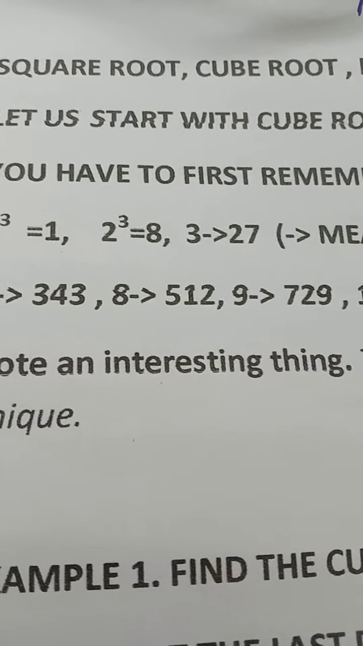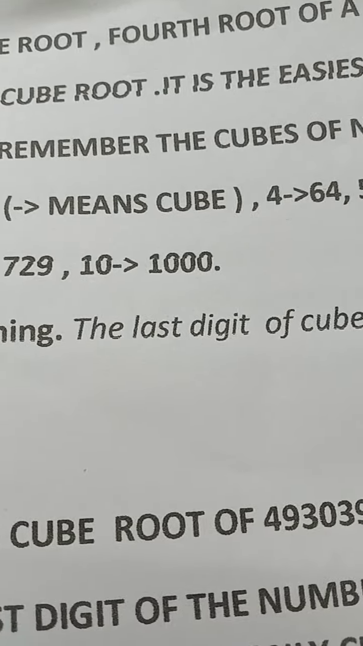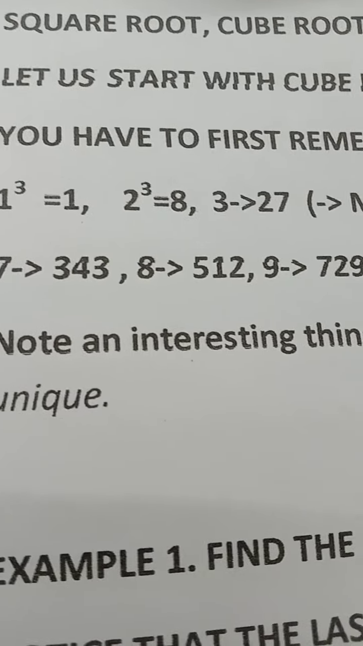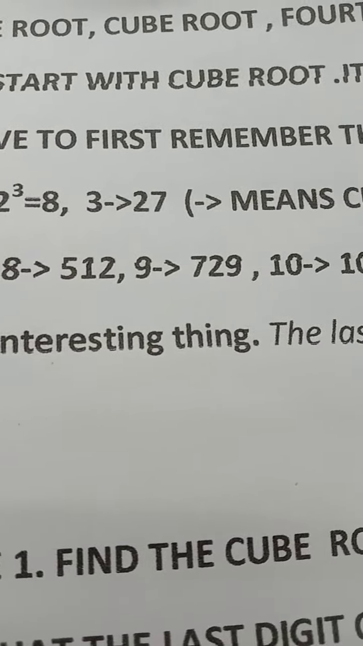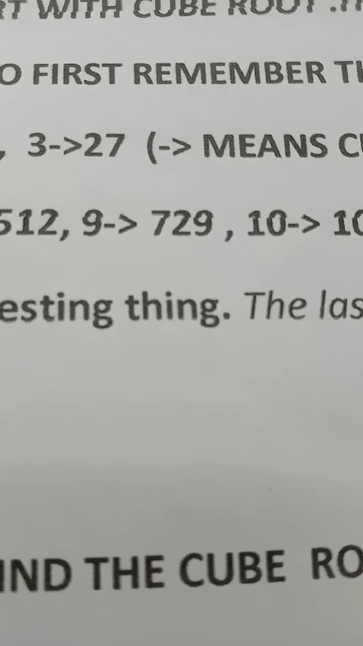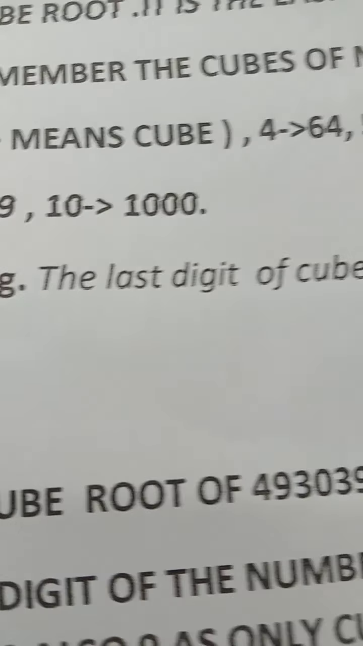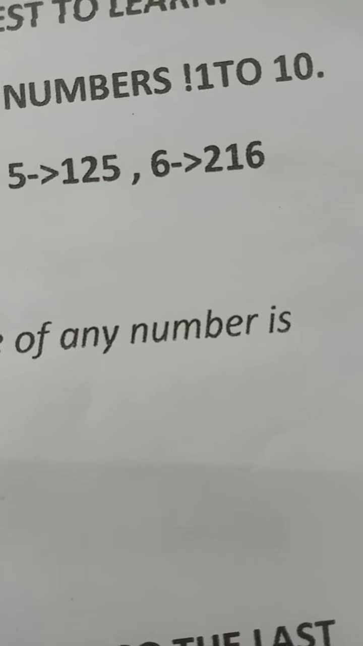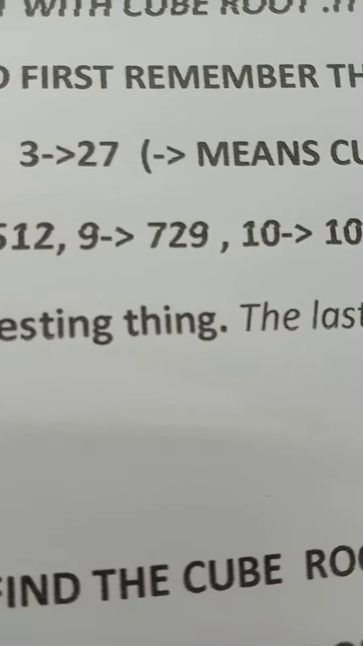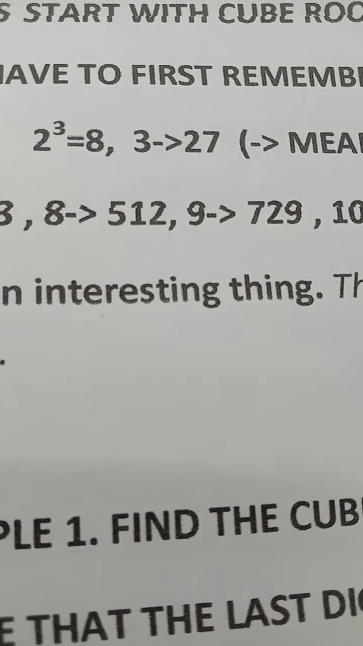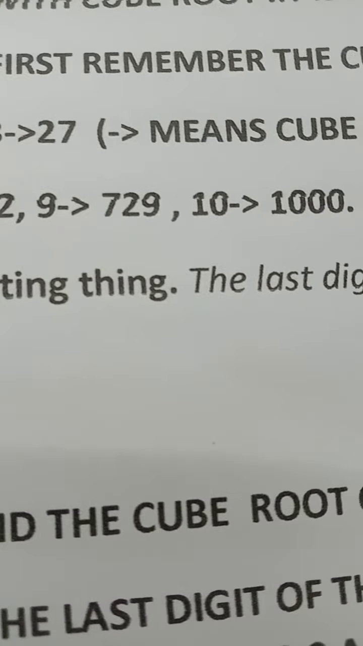You have to first remember the cubes of numbers 1 to 10. That is, 1 cube is equal to 1, 2 cube is equal to 8, 3 cube is equal to 27. And I write a shorthand. This arrow means actually taking the cube. So 4 cube is 64, 5 cube is 125, 6 cube is 216, and 7 cube is 343, 8 cube is 512, 9 cube is 729, 10 cube is 1000.